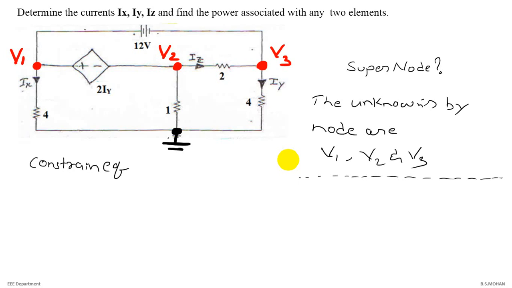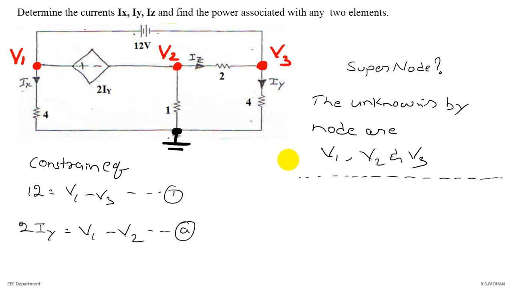First let us write the constraint equations for the super nodes. The constraint equation with respect to the 12 volt: 12 volt is equal to V1 minus V3. And we have one more super node, V1 and V2, that is 2 Iy is equal to V1 minus V2. I have called that equation A, and not equation 2, because as discussed we have 3 variables V1, V2, V3. We do not need a 4th unknown variable Iy.